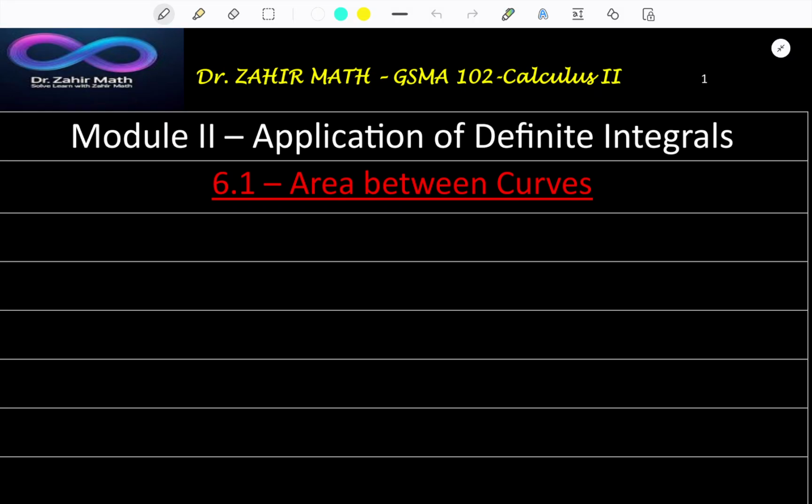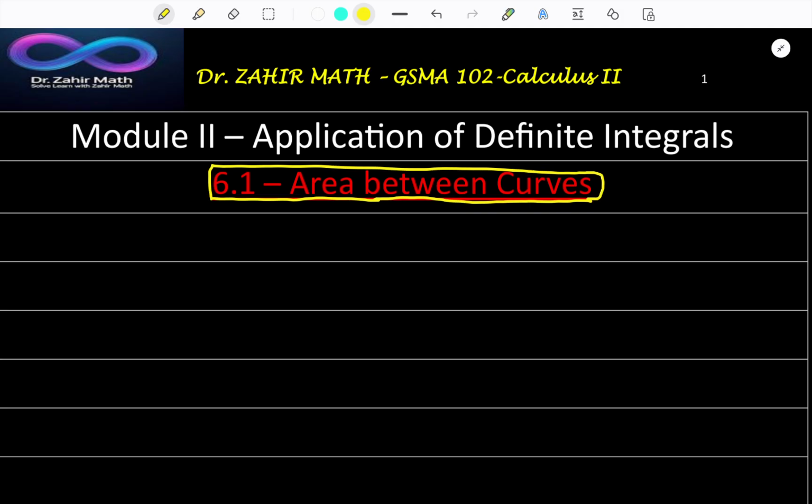Today we are starting an important topic from GSMA 102 Calculus 2, module 2, 6.1 area between curves. This is a very important topic. You can expect one question in the midterm and the final examination. Area between two curves is so easy if you understand the concept clearly.